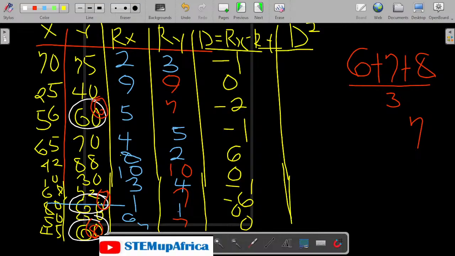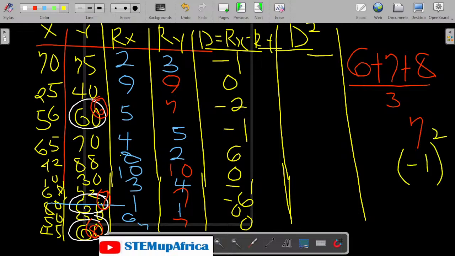So next, you square these values. Now, if you just press minus 1 squared, your calculator will give minus 1. So before you square any value, make sure you open brackets and close them before you square. If you just put minus 1 squared without brackets, it's going to give you minus 1, and that is an error. So press the bracket, put the number, close it, and square it.